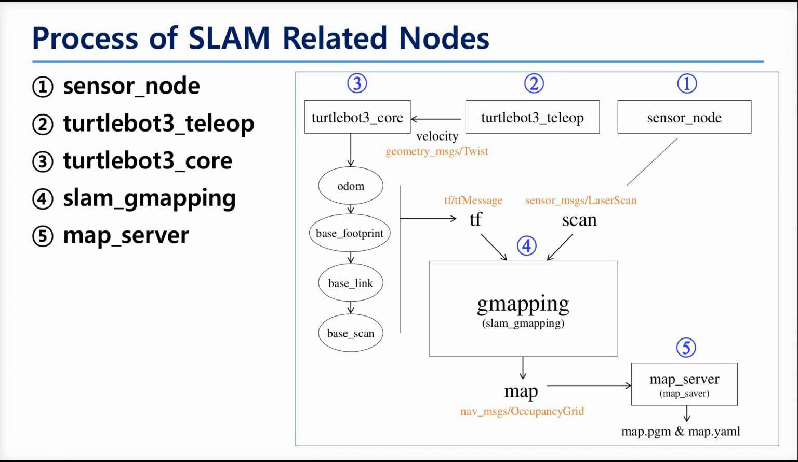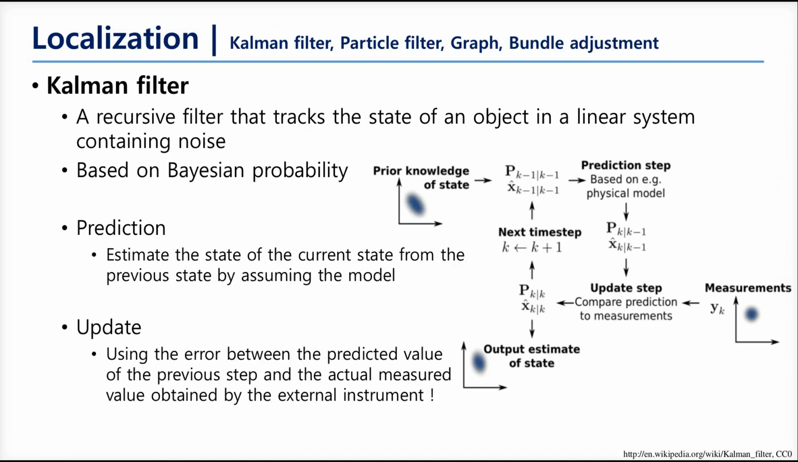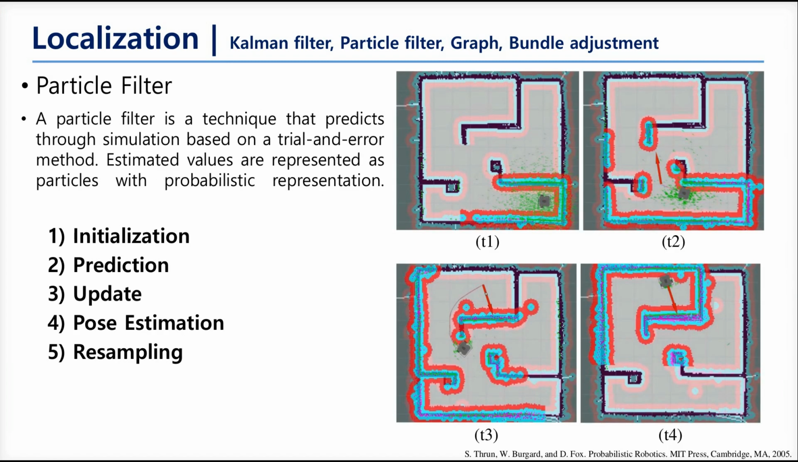Now, the Gmapping node draws a map using the robot's TF and LiDAR scan data. If you think that the map is drawn enough, you will run the map saver node to get the map file, and this file will be used in the navigation step. In the localization step, there are many algorithms available, but the Kalman filter is one of the most used. It tracks the state of an object recursively under a Bayesian model. And another commonly used one is the particle filter.